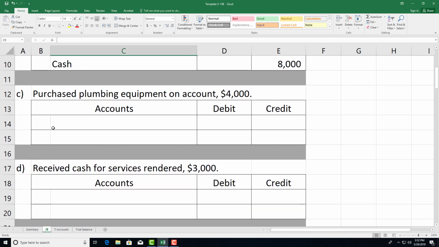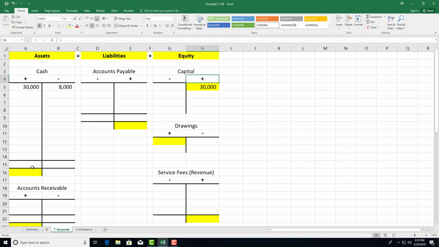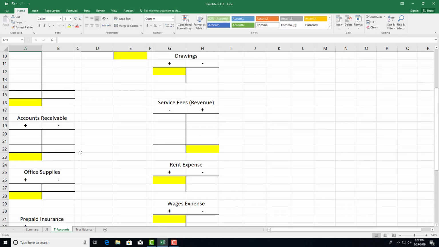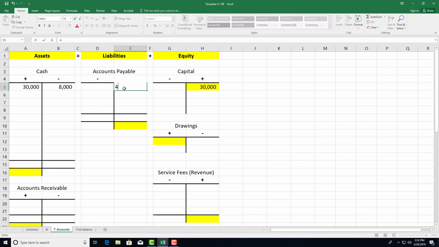Transaction C, purchase plumbing equipment on account, $4,000. So I know equipment is going up. That is an asset. And then those two little words right here, on account, that basically means that we are not paying for this right now. So we have an increase to accounts payable, a liability for $4,000. So equipment, $4,000, accounts payable, $4,000.